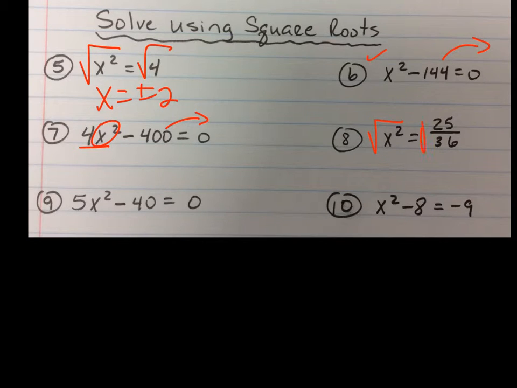Here on number 8, you simply take the square root of both sides, and remember, you can split this up into square root of 25 over square root of 36, and remember, all your answers are always plus minus. Do the same thing for number 9 and number 10.